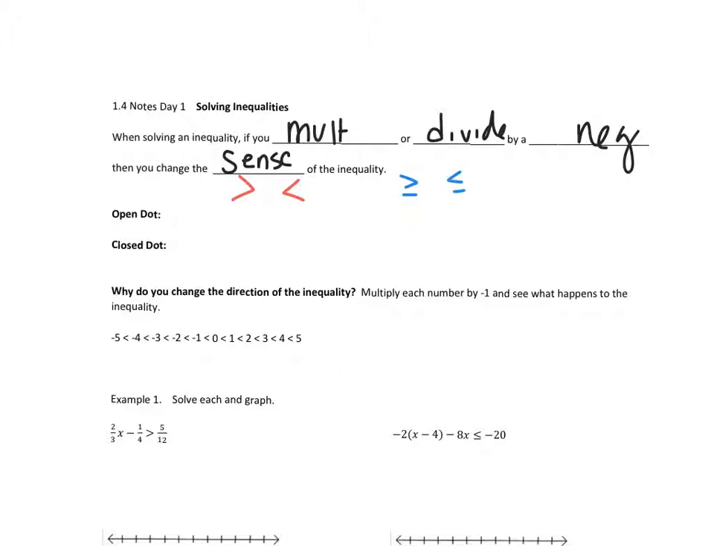So you want to use an open dot when you're graphing the inequality if it's less than or greater than, and you want to use a closed dot if it's less than or equal to or greater than or equal to. So an open dot would look like this on a number line. So this would be x is greater than 0. And a closed dot would look like this. Closed dot, shade to the right, x is greater than or equal to 0. Okay, so a closed dot means it includes the endpoint, and an open dot means it doesn't.